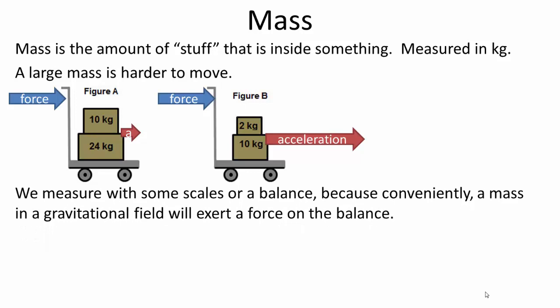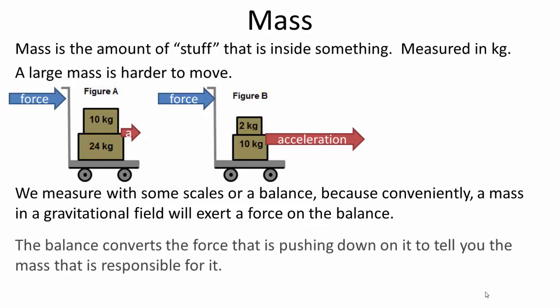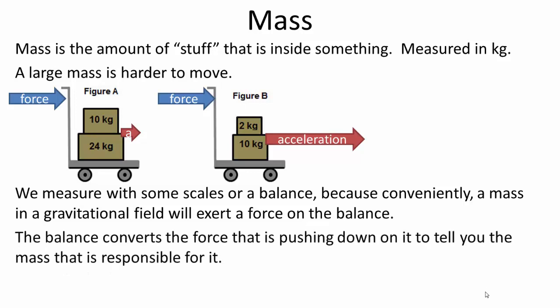However, for convenience, we don't need to push things to see how much mass is in them. We measure them with a set of scales or a balance, because rather conveniently, if a mass is in a gravitational field, the gravitational field will exert a force on the balance. So the balance basically converts the force that is pushing down on the mass, and it tells you how much mass is responsible for it. So it makes it very easy. We just have to weigh things. We look on the scale, and that number tells us how much gravity is pulling it down. In other words, it will tell us how much the mass is.